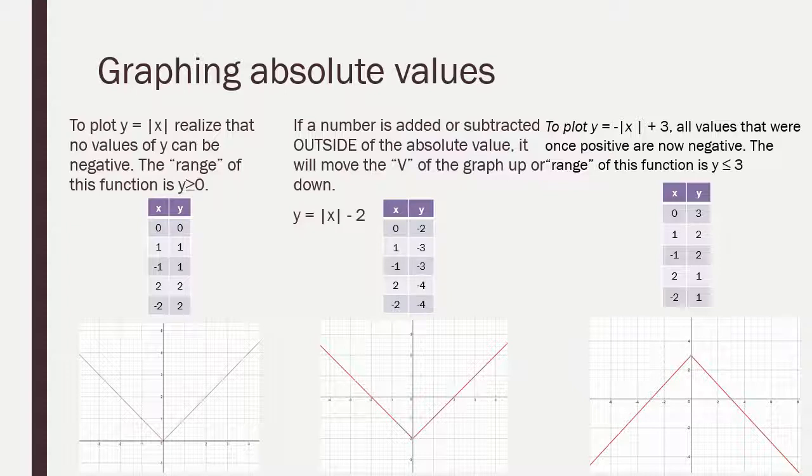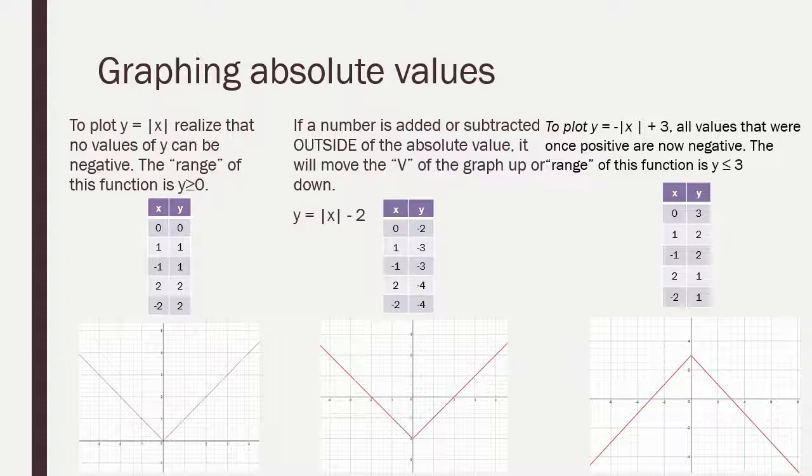Here in the center, I've altered the basic graph a little bit by subtracting 2 from y equals absolute value of x. And notice what happened to the graph. It shifted it down 2 spaces. So the vertex is now at 0, -2. And here's a chart representing some possible values for this graph. Anytime you have a number being added or subtracted outside of the absolute value marker, it will shift it vertically up for positive or down for negative.